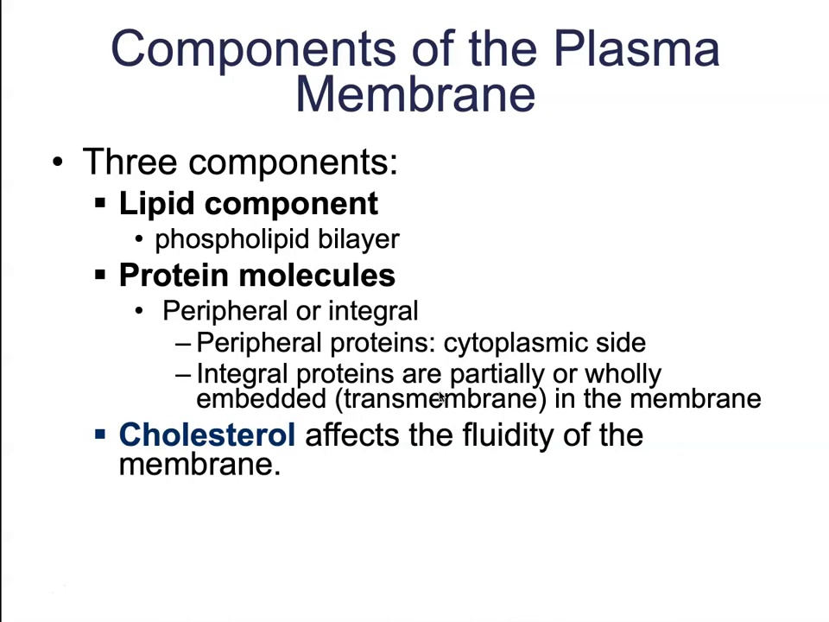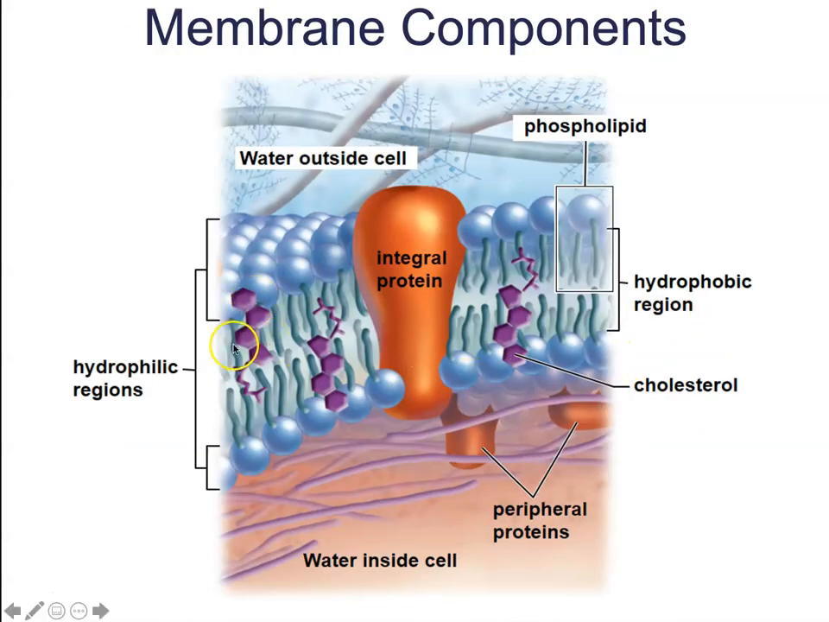But at cooler temperatures, it also prevents the membrane from freezing. It prevents the really close packing and contact between those phospholipid tails. So it sort of keeps the plasma membrane nice and open. So here is our cholesterol, which is going to prevent these phospholipid or these hydrophobic tails from packing in too close to each other.